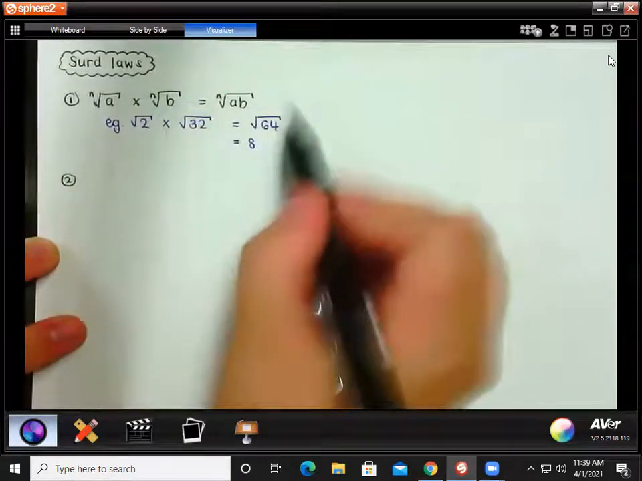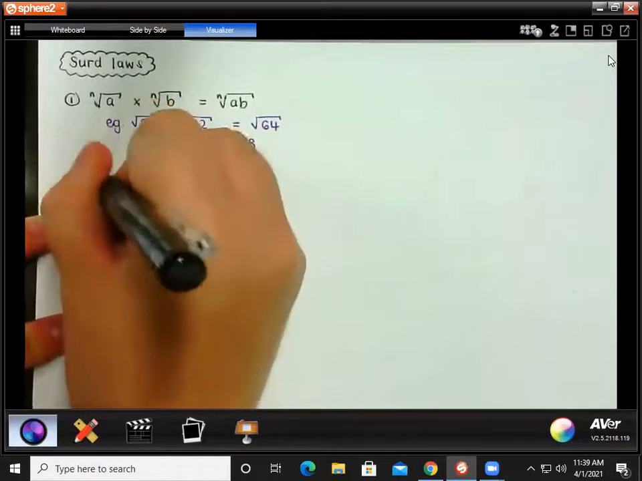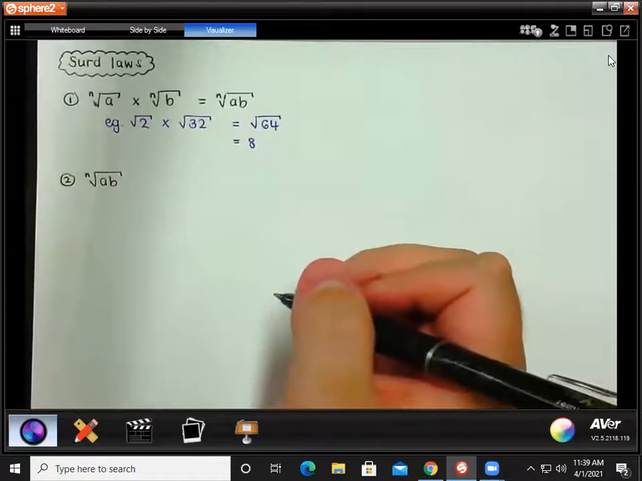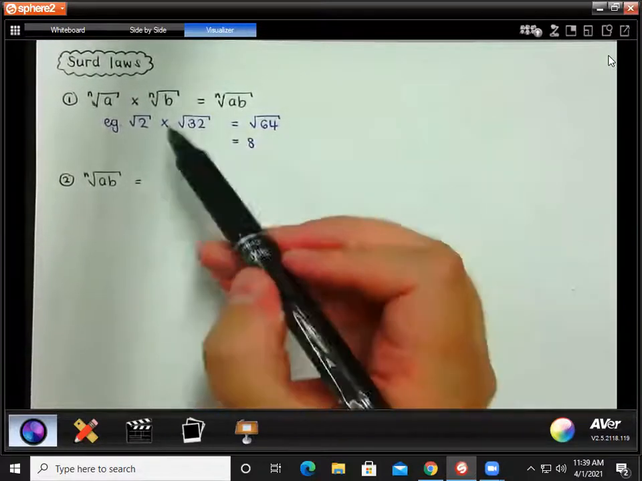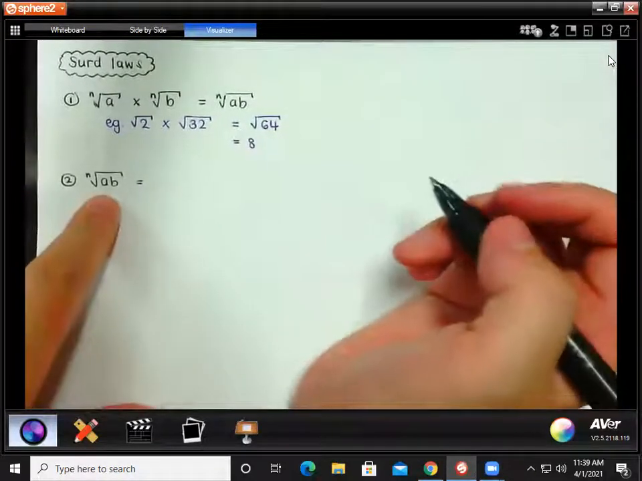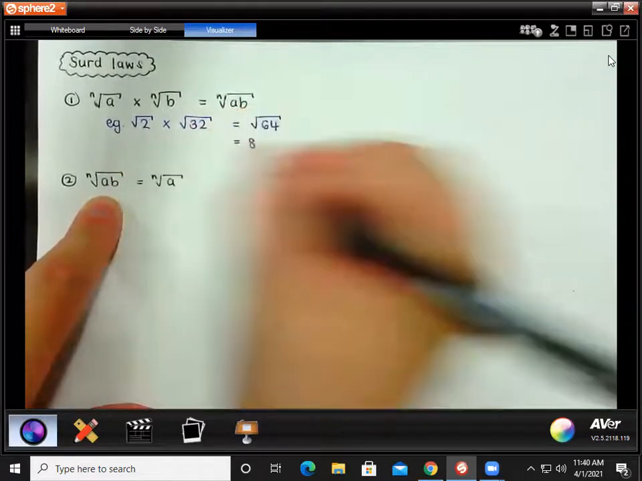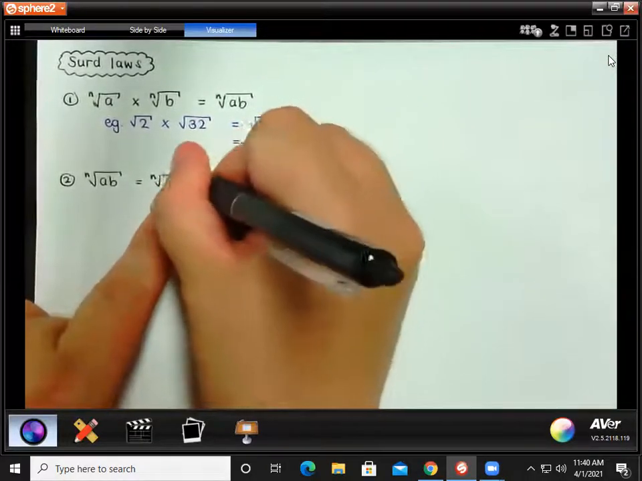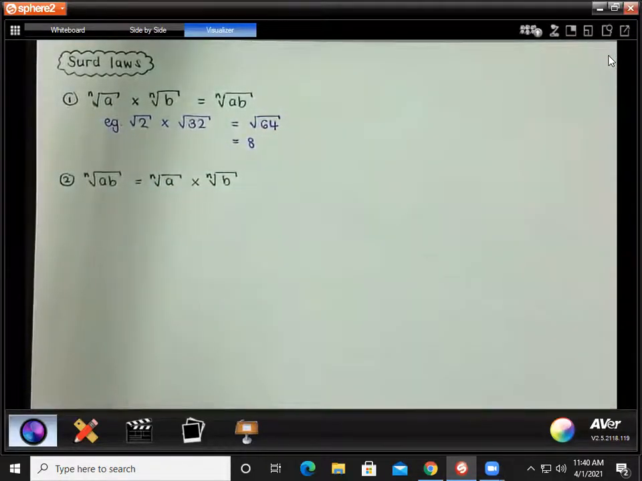Then we could obviously go the other way around as well. This isn't really a separate law, but I'll write it as one. If you had the nth root of a product, then you could break that product up into two separate ones. So it's literally law number one in reverse. If you had the nth root of a product, you could break it up into the nth root of the first factor, so a times b, the first factor would be a, multiplied by that same root of the second factor.